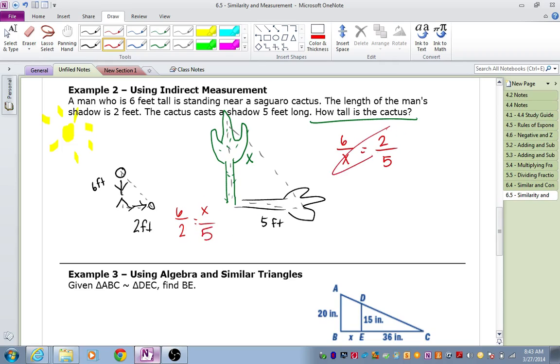Okay, if we cross multiply, we get 2x equals 30. If we divide by 2, x is 15 feet.